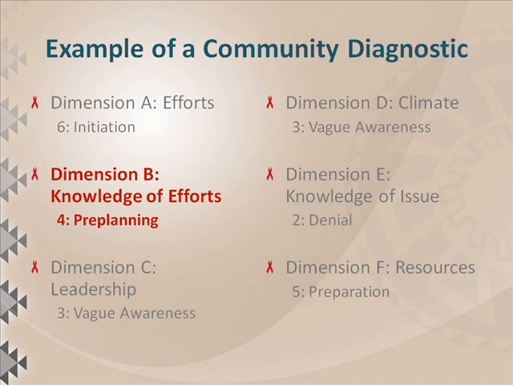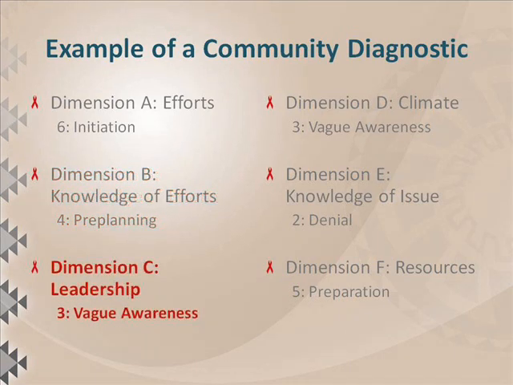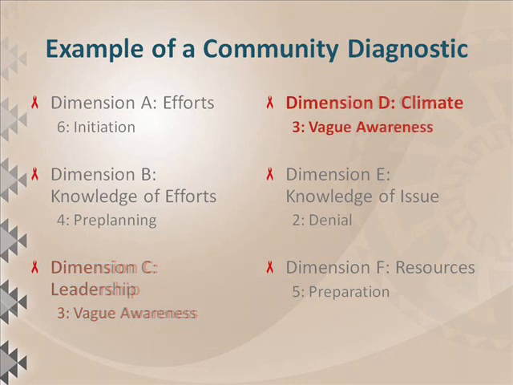appropriate for those services. Dimension C, leadership. From this community diagnostic, it would be clear that the leadership is at vague awareness and probably may be able to speak about the issue, but really isn't involved in any type of committee or group that is really actively trying to address this concern. Dimension D, community climate, is at vague awareness, which means that the community right now probably is dealing with other issues, has concerns that do not relate to the concern of HIV and AIDS, and probably that dimension would be one that the community would want to address.